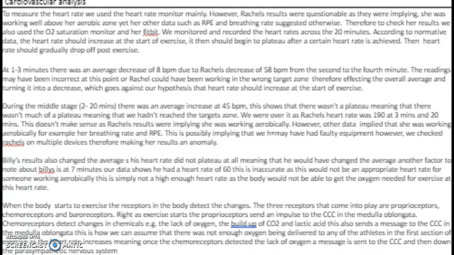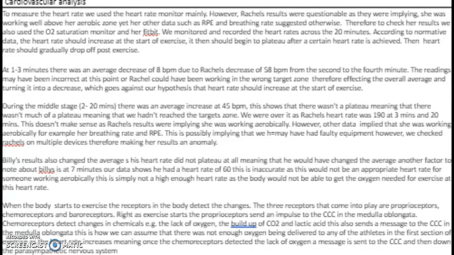Billy's results also changed the average, as his heart rate did not plateau at all. Another factor to note about Billy's is that at the 7th minute our data showed that he had a heart rate of 60. This is inaccurate, as this would not be an appropriate heart rate for someone who is working aerobically. This is simply not a high enough heart rate, as the body would not be able to get the oxygen needed for exercise at this heart rate.